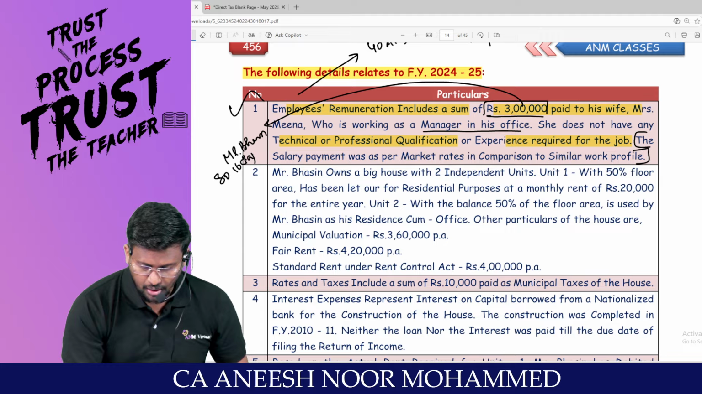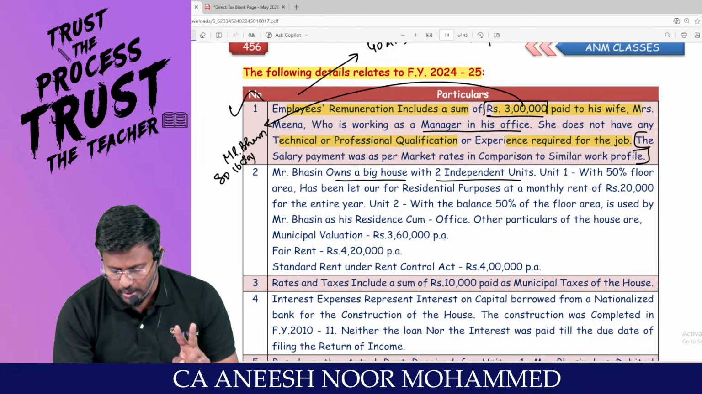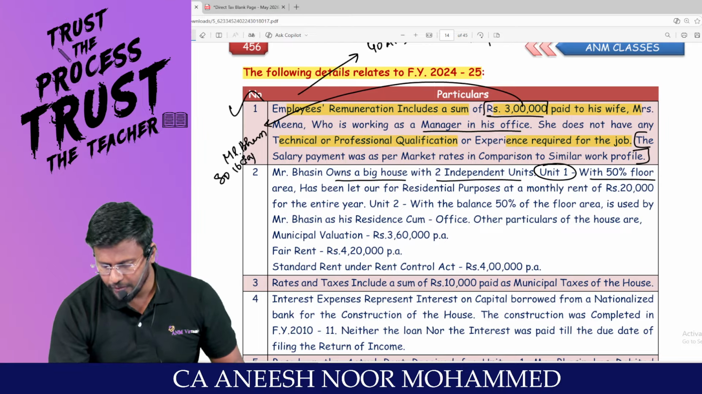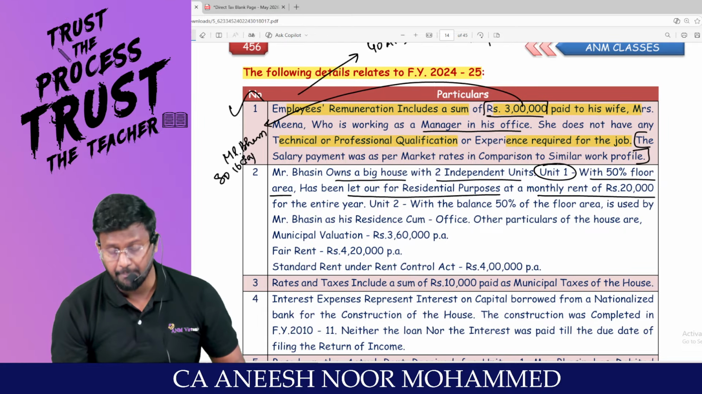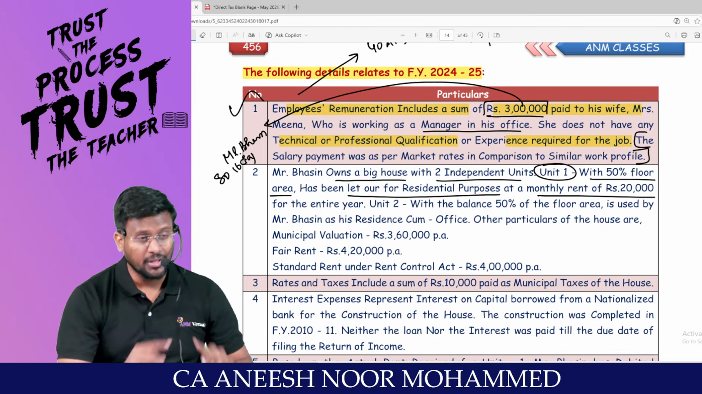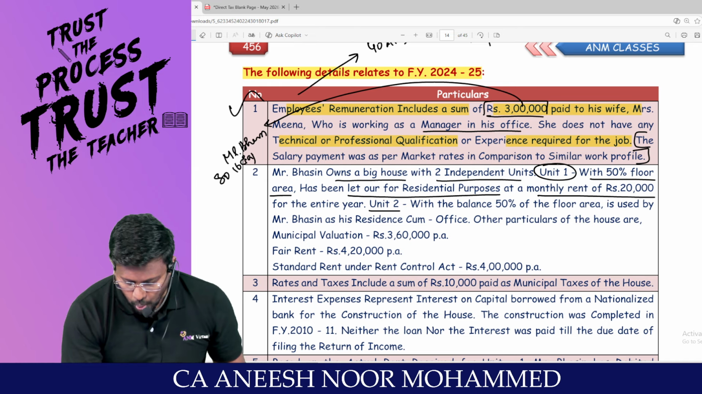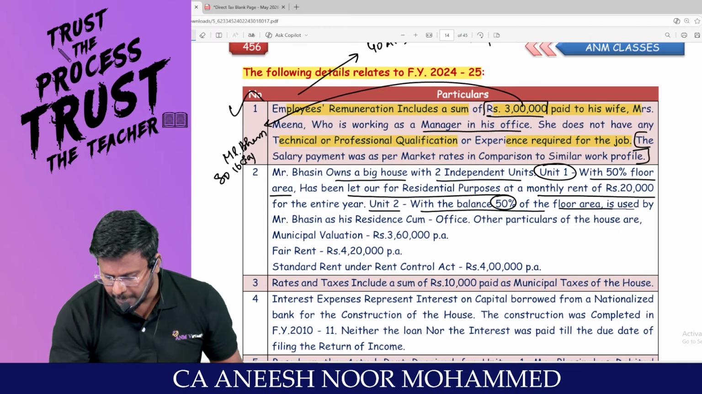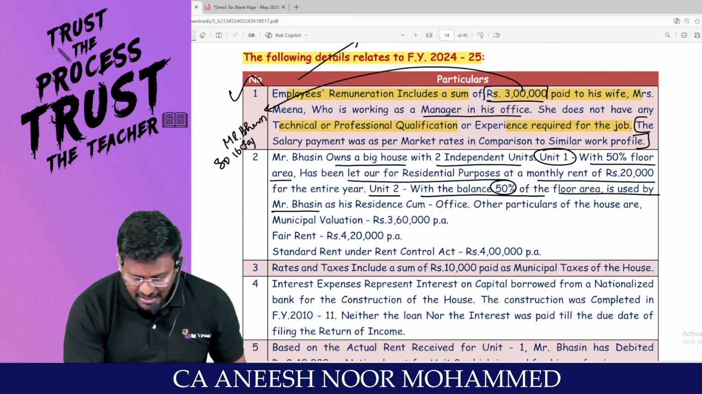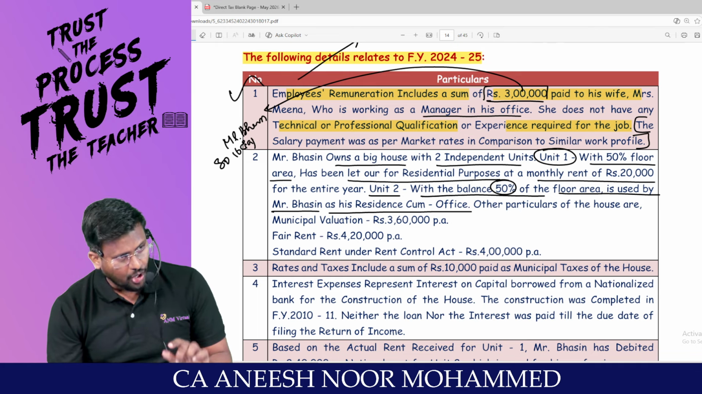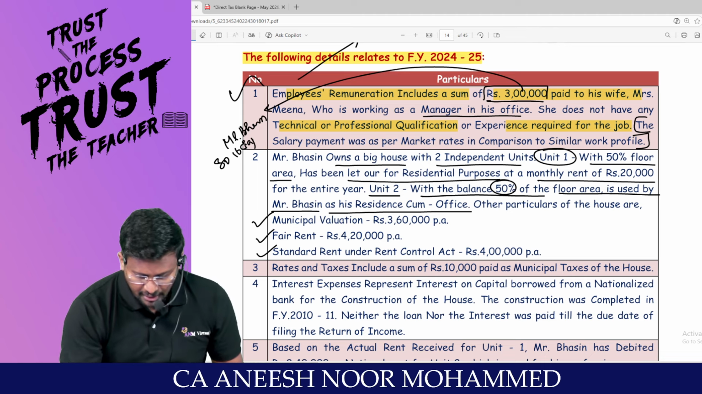Mr. Basim owns a big house with 2 independent units. Unit 1 with 50% floor area has been let out for residential purpose at a monthly rent of 20,000 for the entire year, there is no vacancy concept and all. Unit 2 with the balance 50% of the floor area is used by Mr. Basim as his residence cum office. Other particulars of the house: municipal value, fair rent, standard rent.